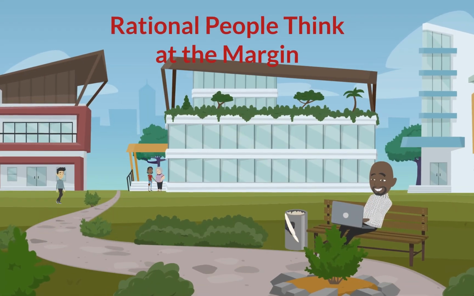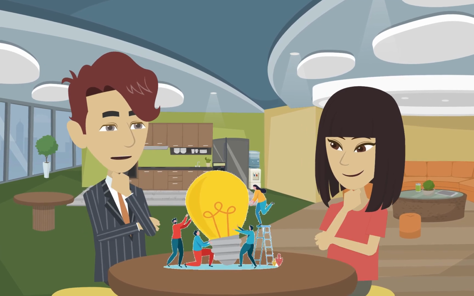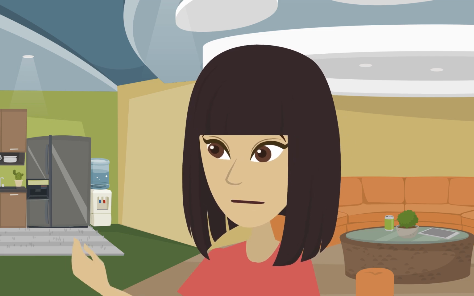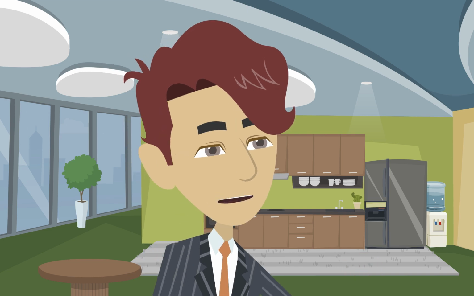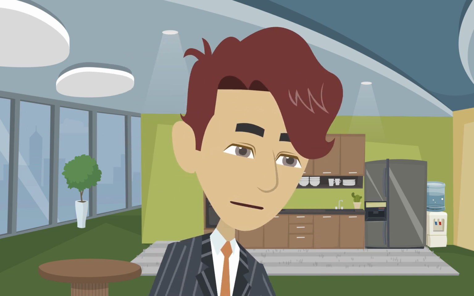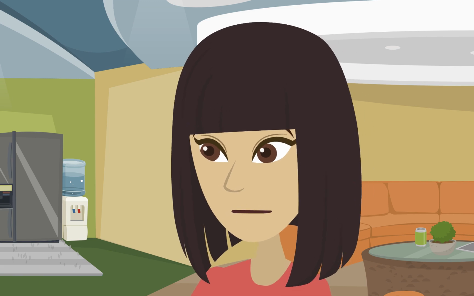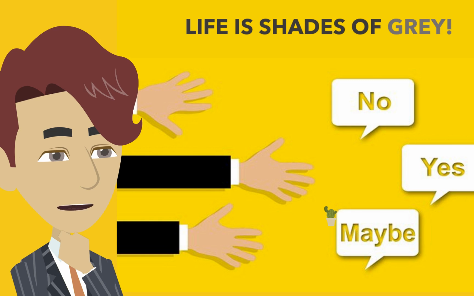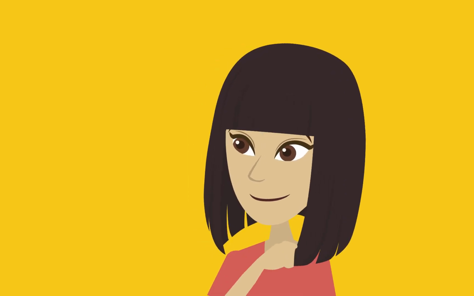Rational people think at the margin. Have you ever heard the term rational people think at the margin? No, I haven't. What does that mean? Well, it's an important concept in economics that describes how people make decisions in life. Okay, can you explain it to me? Certainly. Rational people understand that most decisions in life involve shades of gray, rather than being black and white.